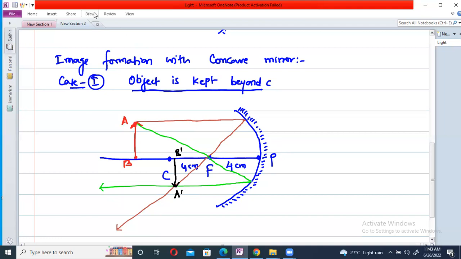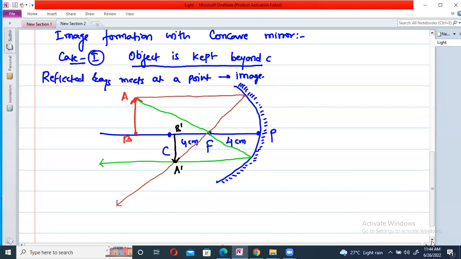So this is a remit. We can write here, just a minute, reflected rays. This is a point to remember, beta: if reflected rays meet at a point, then it forms the image. So for this particular diagram, we can say what is the position of the image and what are the characteristics of the image.